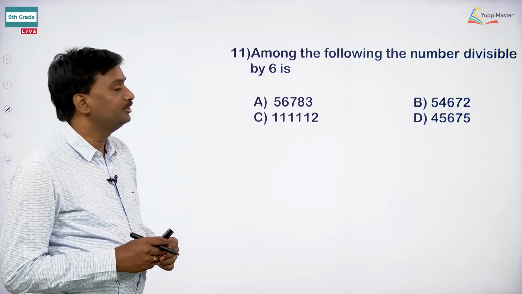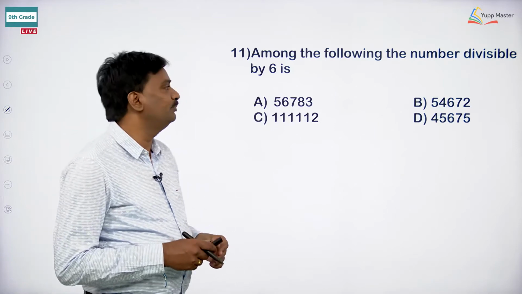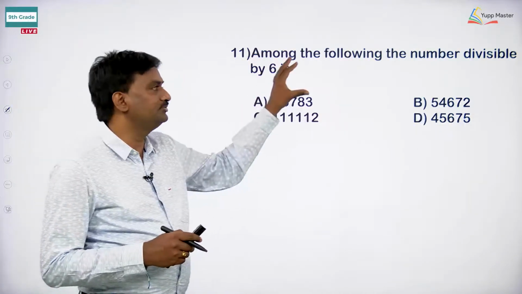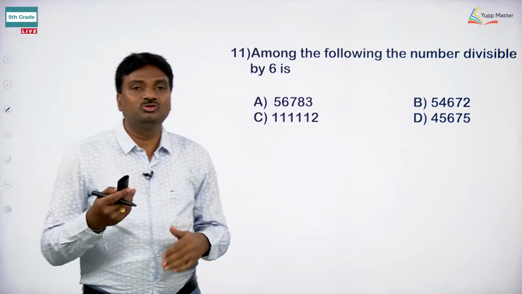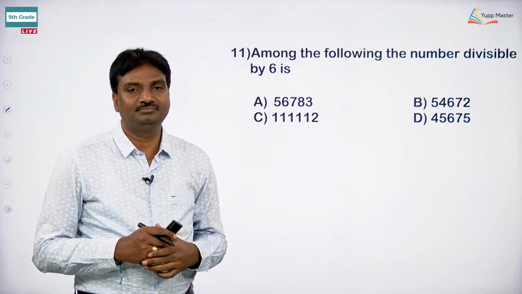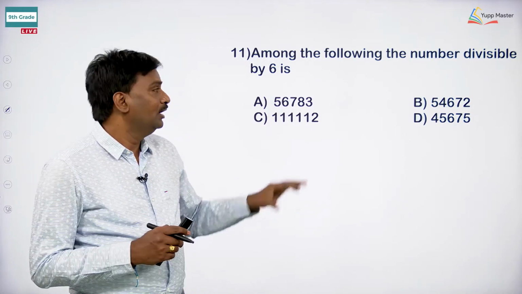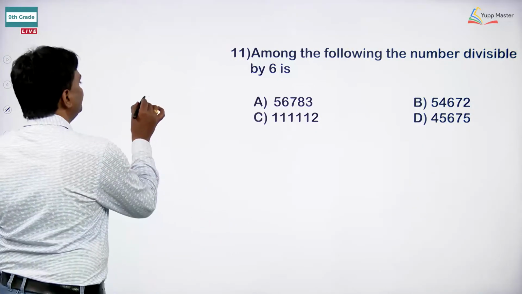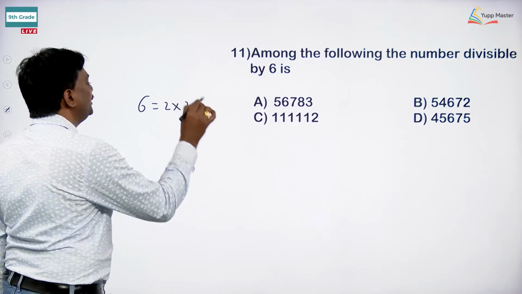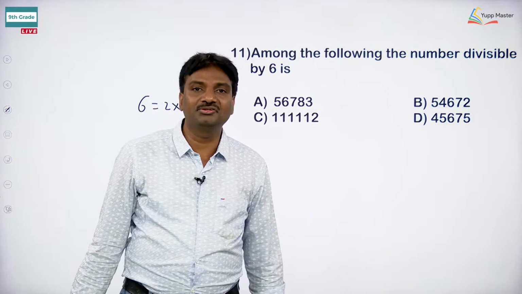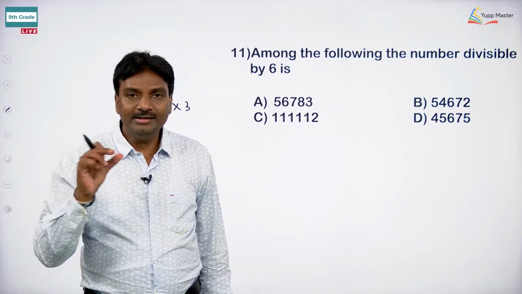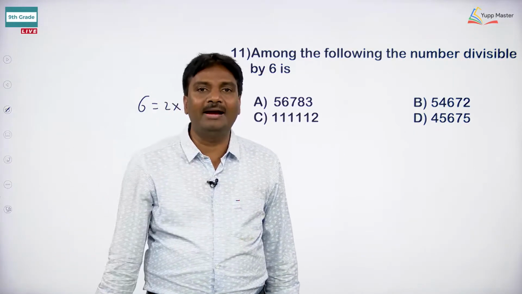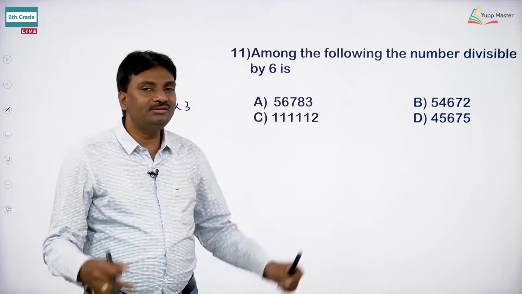Next, look at this problem. Among the following, the number divisible by 6. Actually, 6 is not a prime number, so we can write 6 as 2 into 3. By writing 6 as 2 into 3, if a number is divisible by both 2 and 3, we can say the number is divisible by 6.